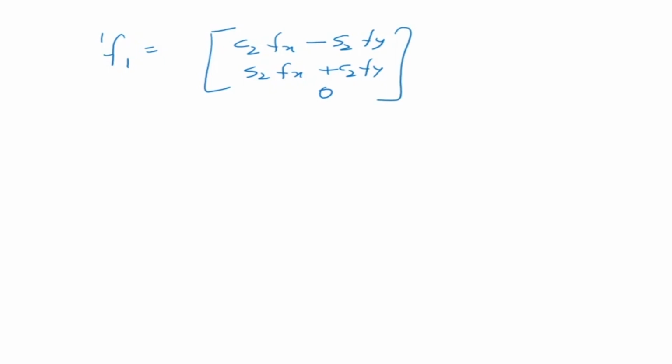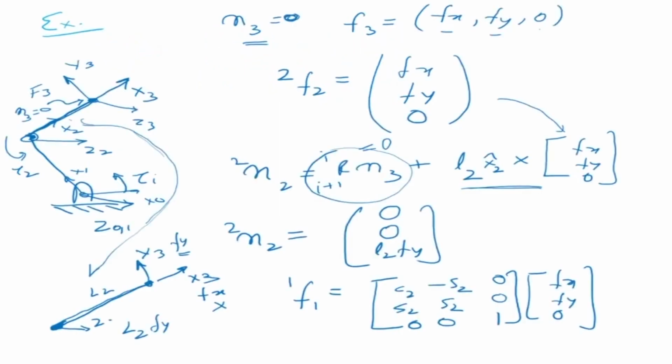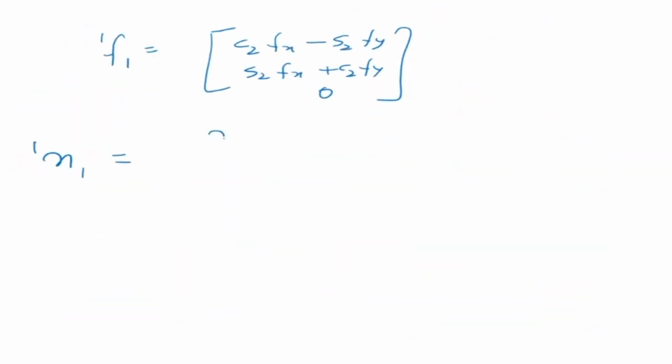Now we have to find the moments coming on the first axis. So the moment which is coming on the first axis is the moment which is coming from the forward axis. From N2 the moment will come. So what was the N2 moment? N2 moment was 0, 0, L2 Fy. So we are going to get 0, 0, the moment coming from the forward link, L2 Fy.